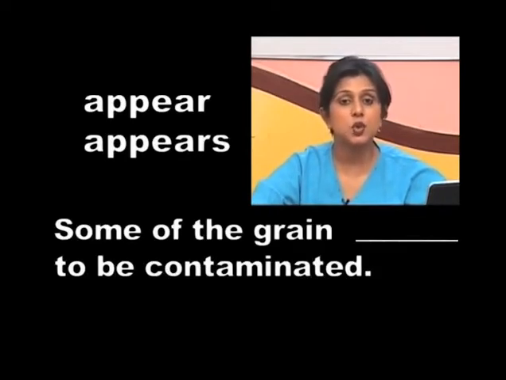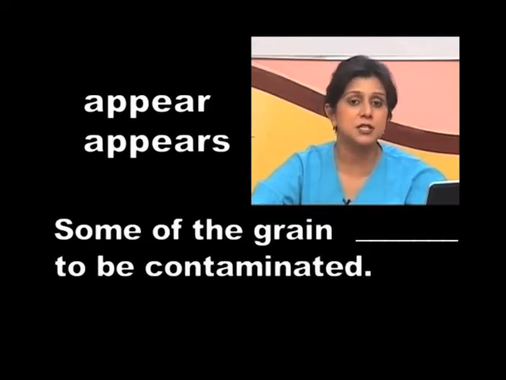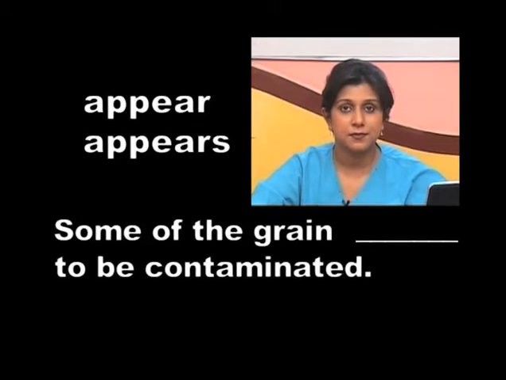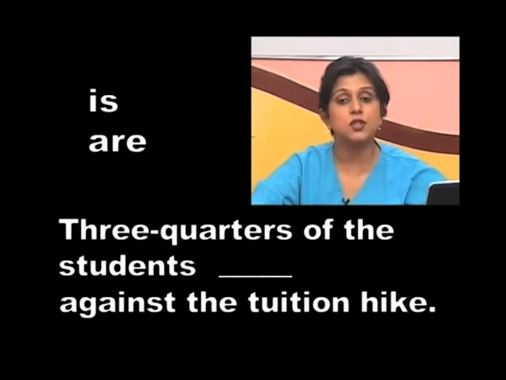And the next sentence is, some of the grain dash to be contaminated. Appear or appears? Some of the grain appear to be contaminated, or is it some of the grain appears to be contaminated? Sentence 10. 3/4 of the students dash against the tuition hike.